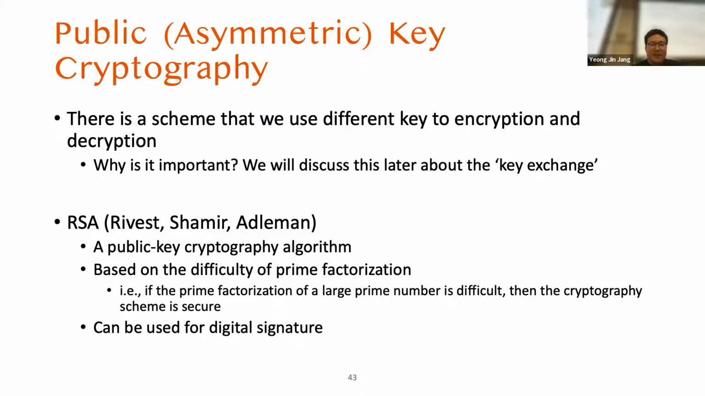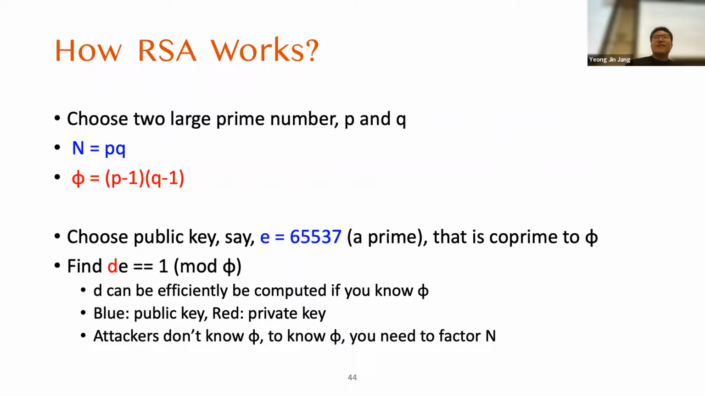Then how does RSA work? I will not go deeper into the proof or why we need to do it in this fashion. I will just describe how RSA works. To work with RSA, we need to choose two large prime numbers, suppose P and Q. These two numbers are prime. Then we determine the number n, which is the multiplication of P and Q. And then we determine another number phi as P minus 1 multiplied by Q minus 1.